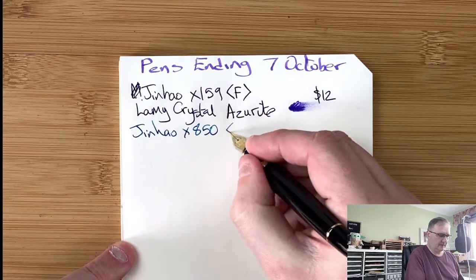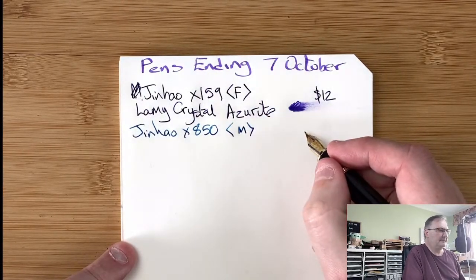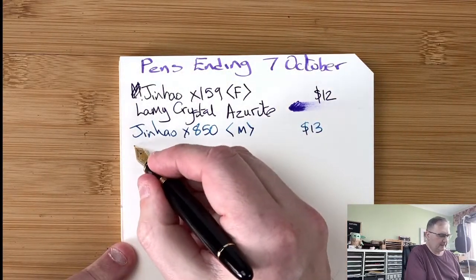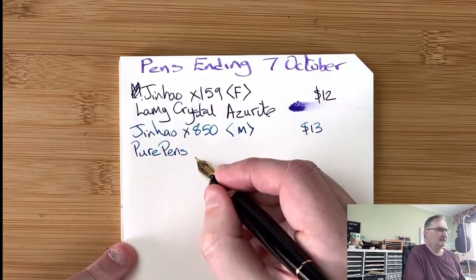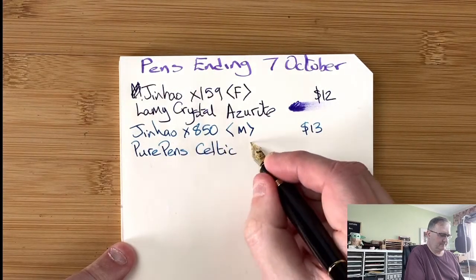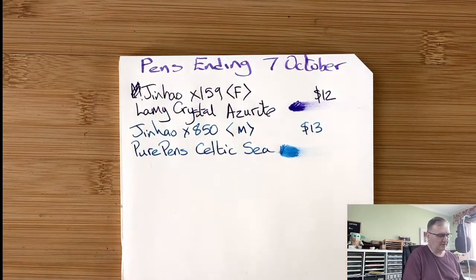X850 with a medium nib. Pen, $13. The ink is by Pure Pens, a Welsh company. And it's a Celtic Sea or Celtic Sea. Nice blue ink, like a turquoisey ink.